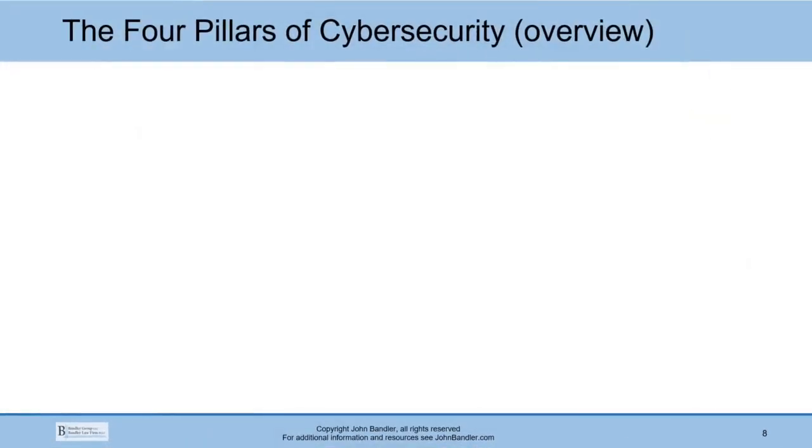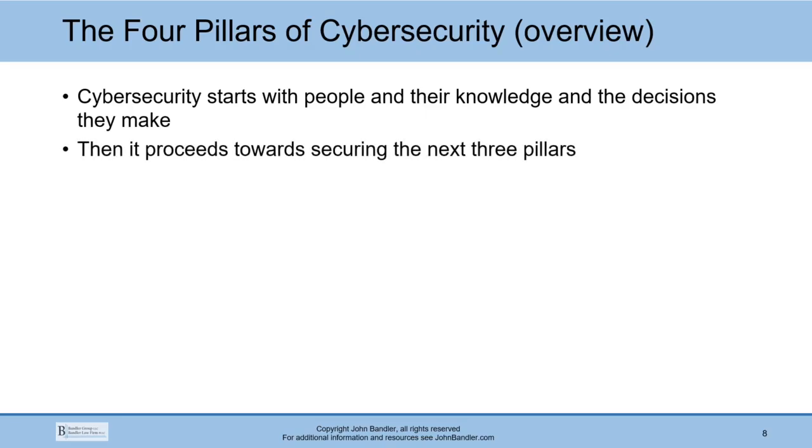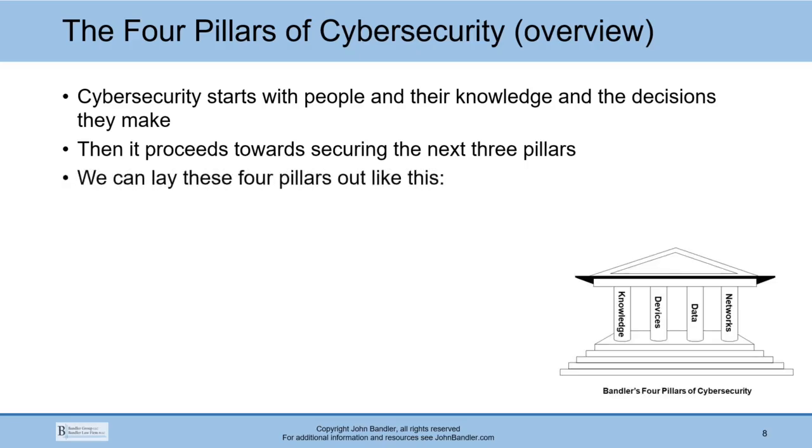So quick overview of what it is. Now, cybersecurity, it doesn't start with technology. Cybersecurity actually starts with people and their knowledge that's in their brain and the decisions that they make. That's the first pillar. Then it proceeds towards securing the next 3 pillars. So we can lay out all 4 pillars like this.